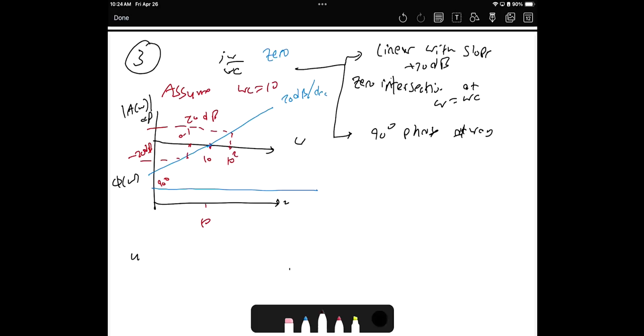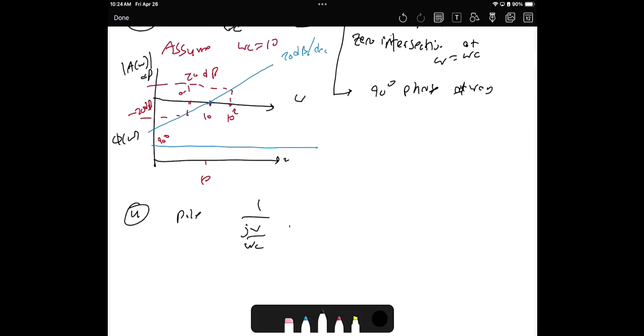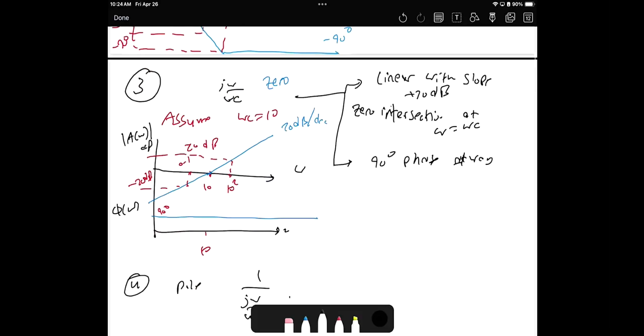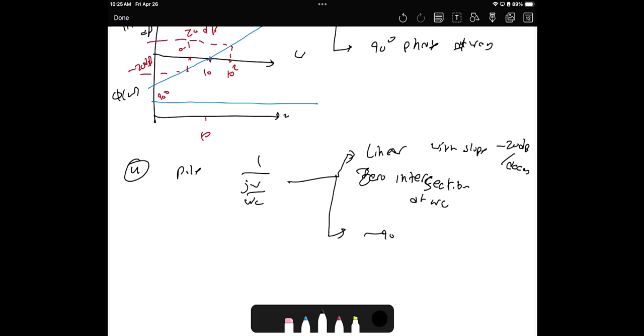Now the fourth scenario, which is a pole, 1 over j omega over omega c, which is the opposite of that one. Since it's a pole, it is linear in the same way that I mentioned here, but the slope will be negative. Linear with slope negative 20 dB per decade. Intersection at 0 dB at omega c. Then what's happening to the phase shift? Negative 90 degrees phase.